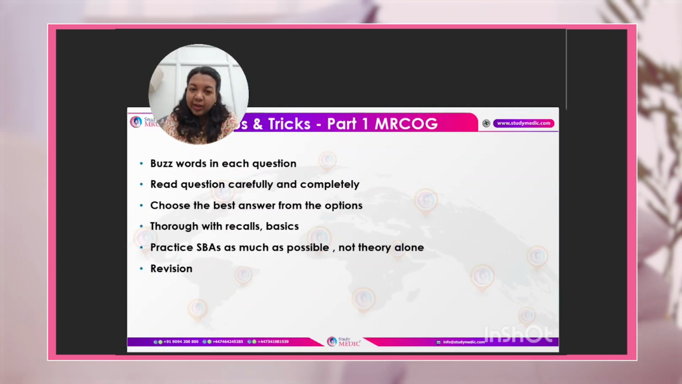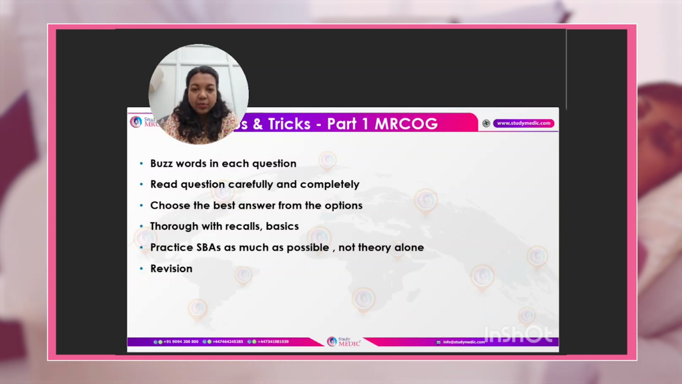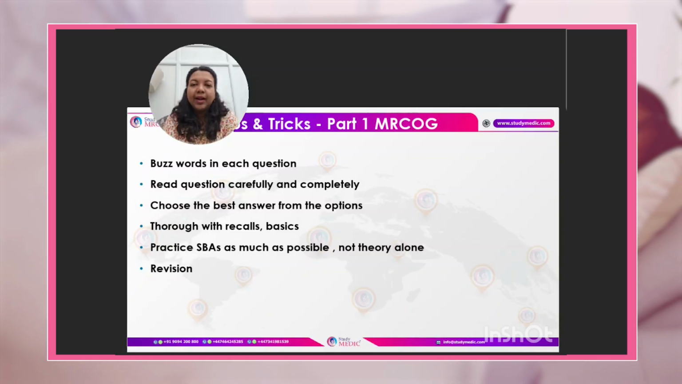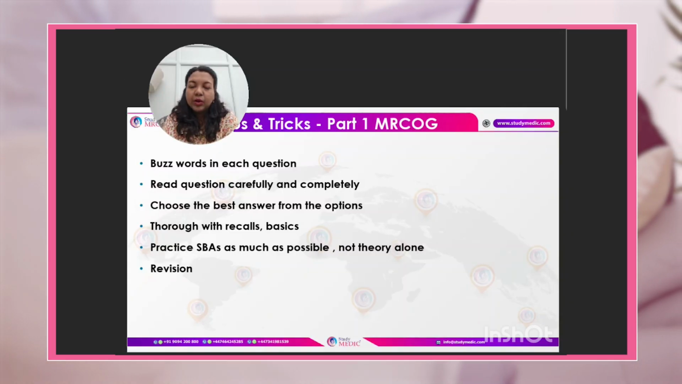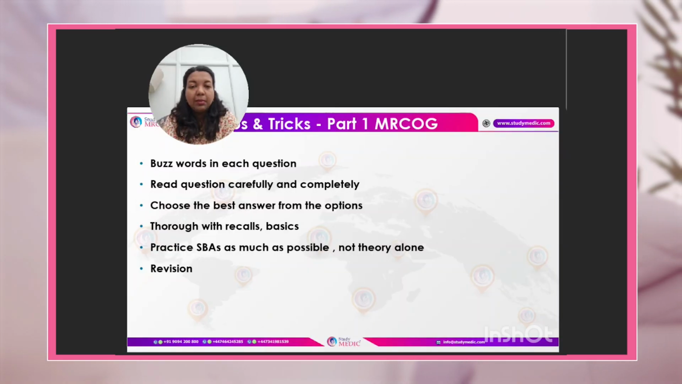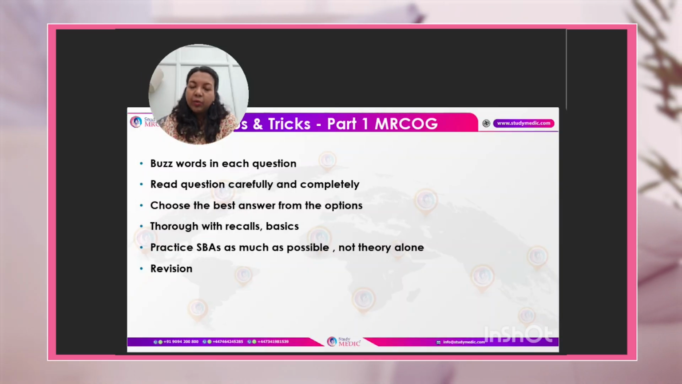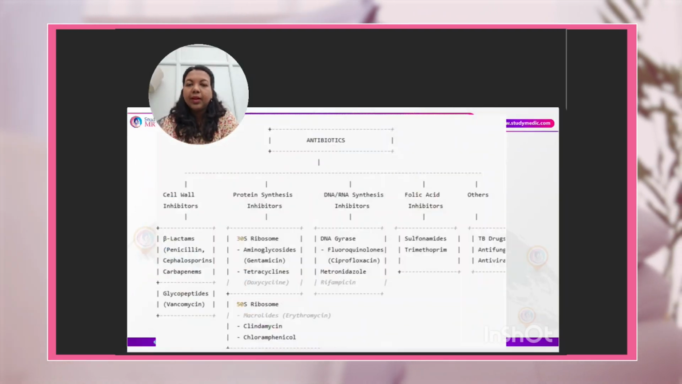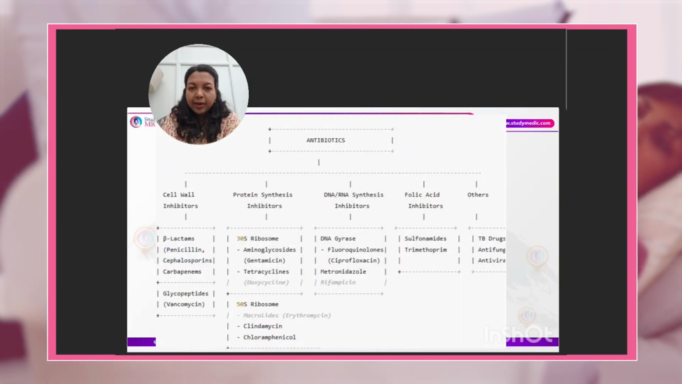So in each question, read the question very carefully. Sometimes the question will have a buzzword, but there can be a direct question as well. Also, choose the best option from the given options available, because it is a single best answer. You might find more than one answer correct, but you have to choose a single best answer. So now coming to the proper topics.